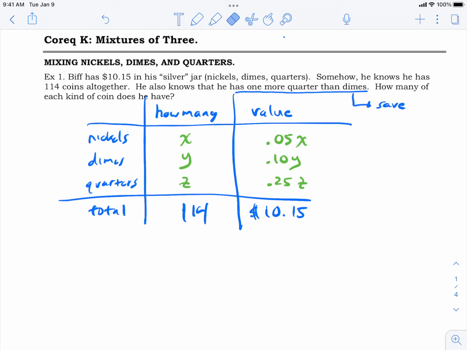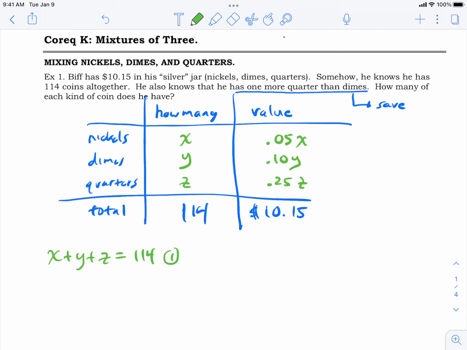Now you try to take a different kind of look at things. How can I look at this differently? And the answer is, well, you can look at it in a column sense. What is this column saying? It's saying the number of nickels, the number of dimes, the number of quarters is 114 total. Those three things, x, y, and z, have to add up to 114. Beautiful. We got an equation right there. I'm going to call that equation number 1 and hang on to it.